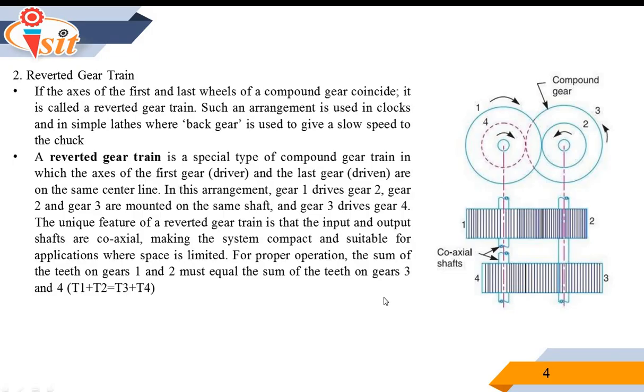So this is the unique feature of this reverted gear train, that input and output shafts are coaxial, making the system compact and suitable for applications where the space is limited. For the proper operation, the sum of the teeth of gear 1 and gear 2 must be equal to the sum of the teeth on gear 3 and 4. So T1 plus T2, that is number of teeth on gear 1 plus number of teeth on gear 2, is equal to number of teeth on T3 plus number of teeth on T4.